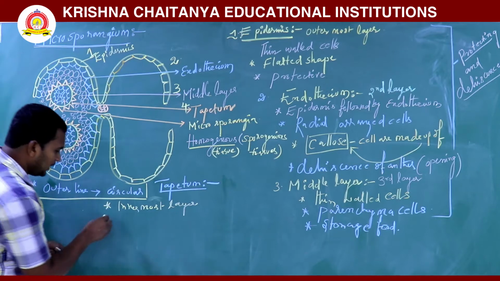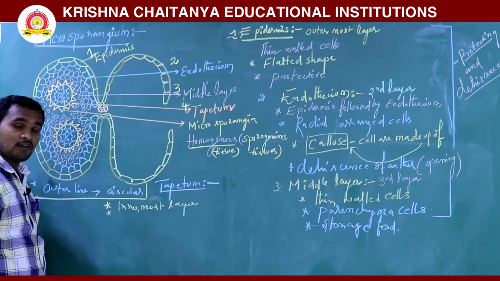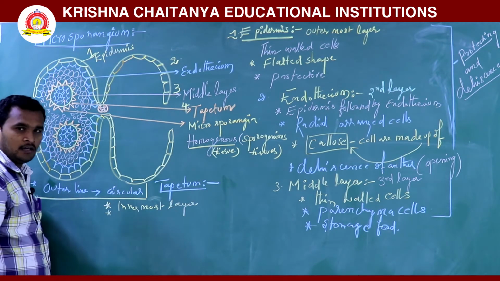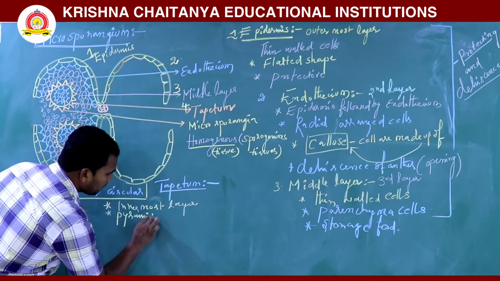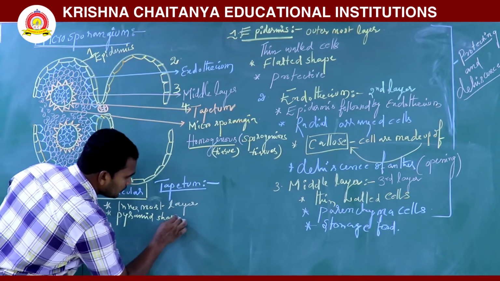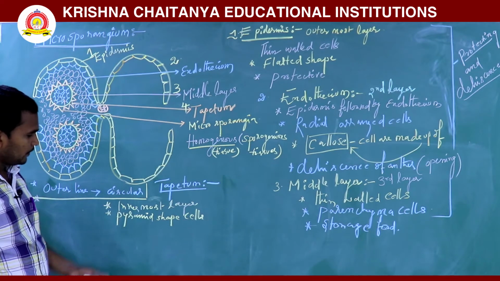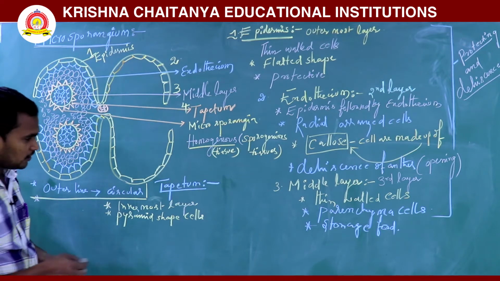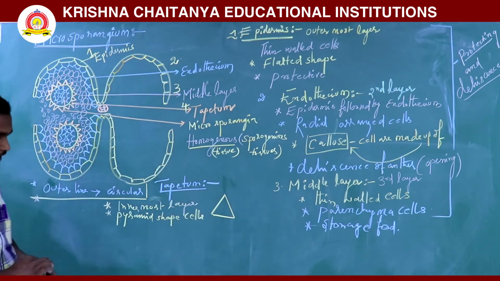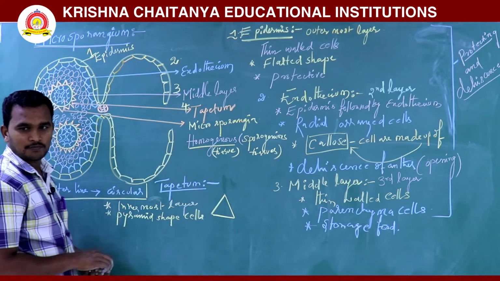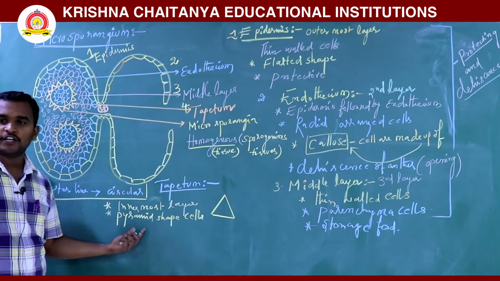What type of cells does it contain? Mainly pyramid shaped cells. These cells contain dense cytoplasm.